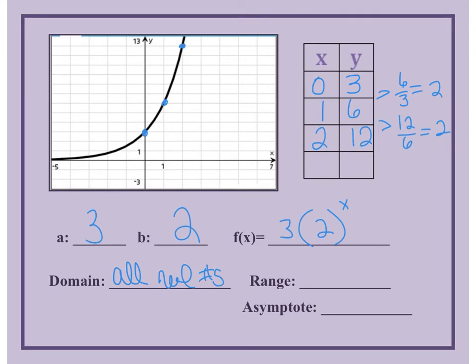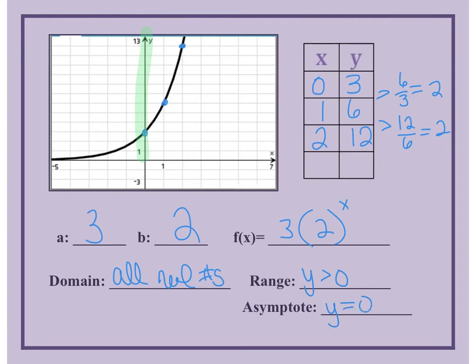My range, what's the lowest my graph is going? We're looking at the y-axis. This graph is getting very, very close to when y equals 0, but it's never going to get there. So my range is y is greater than 0. And it's greater than because it's never going to touch 0. Well, why is it never going to touch 0? Because it's an asymptote.